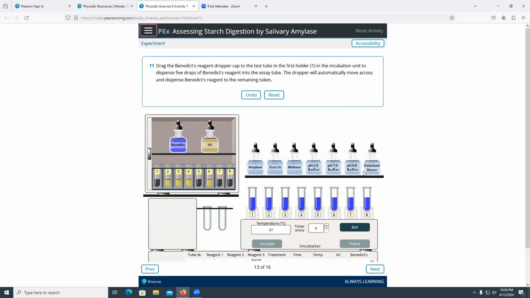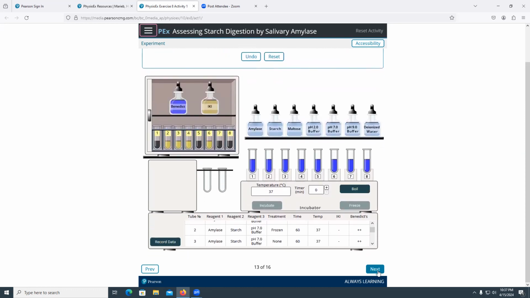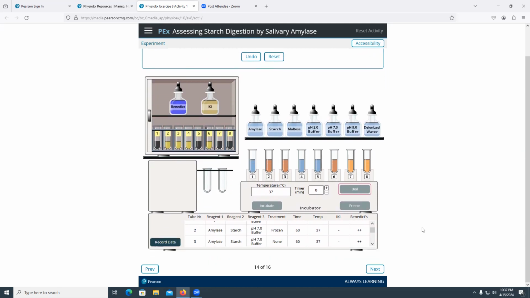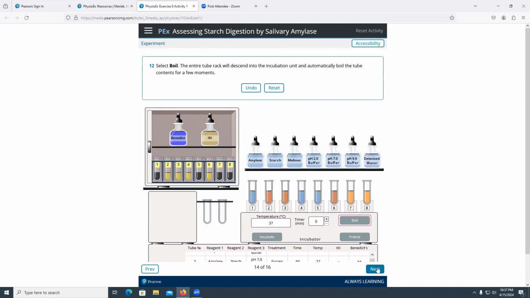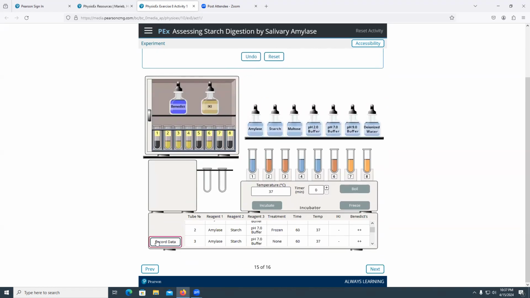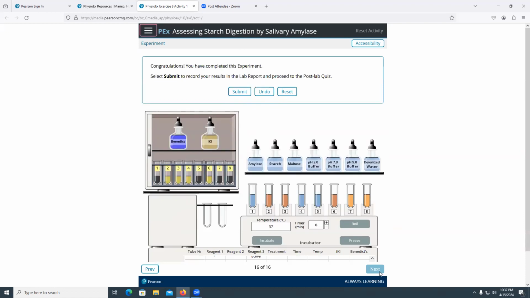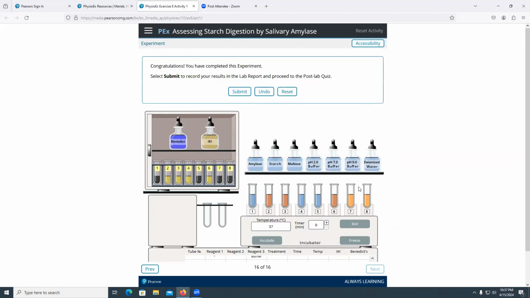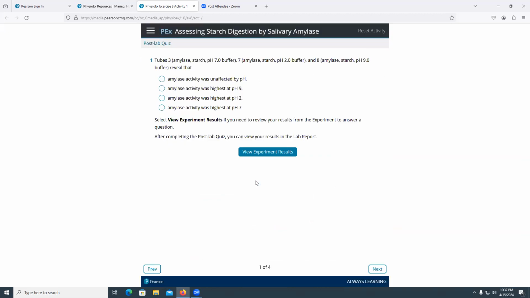We did drag the Benedict reagent dropper cap. We did that. Select boil. The entire tube rack will descend into the incubation unit and automatically boil. Okay, everything has been boiled. Select record data. Now we're done, we recorded the data. Let's submit, and now let's compare.